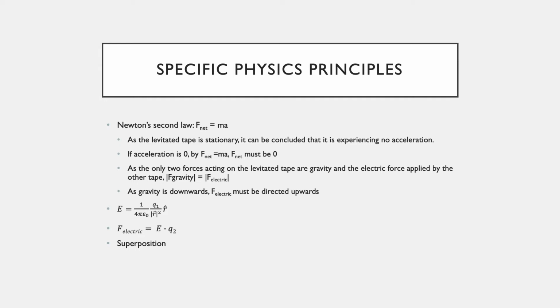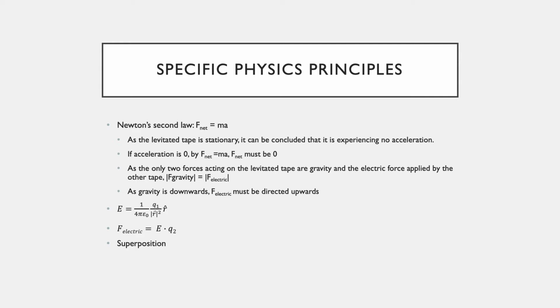Secondly, the electric field vector can be calculated using the formula 1 over 4 pi epsilon naught times the charge of the source particle divided by the magnitude of their distance times the unit vector that represents the direction pointing from the particle generating the electric field to the point of interest. The electric force can then be calculated by multiplying this electric field by the charge at the location of interest.